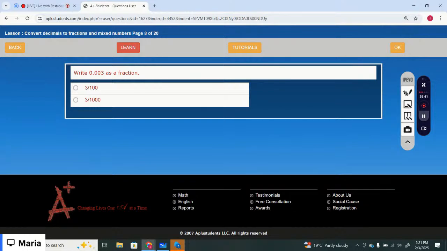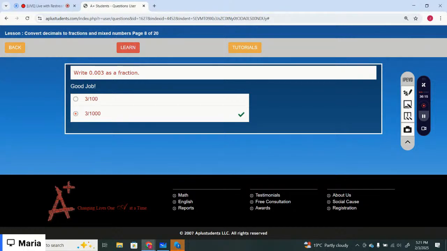Write 0.003 as a fraction. That is 3 over 1000. Option number 2 is the correct option.